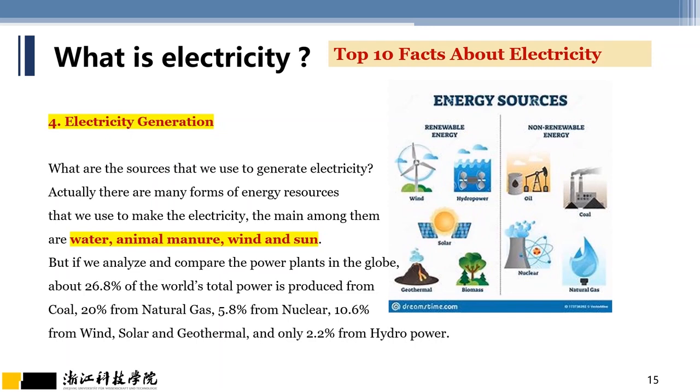And also, do you know something about electricity generation? What are the sources that we use to generate electricity? Actually, there are many forms of energy sources that we use to make electricity. The main among them are water, animal manure, wind, and sun.